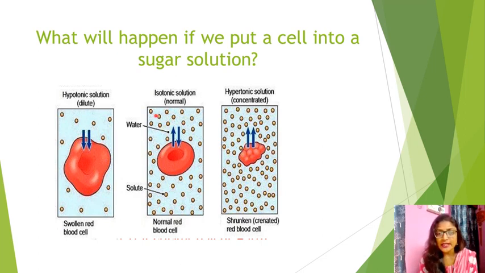In the normal solution, the concentration of water and sugar will be quite equivalent. So the concentration of water will be quite moderate. In the third one, we see that the concentration of sugar is more than the water in this solution. That means the concentration of water is very low in this type of solution.